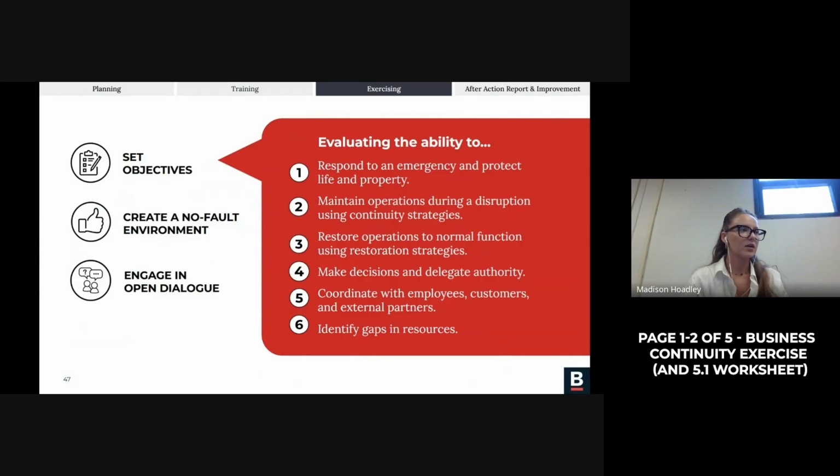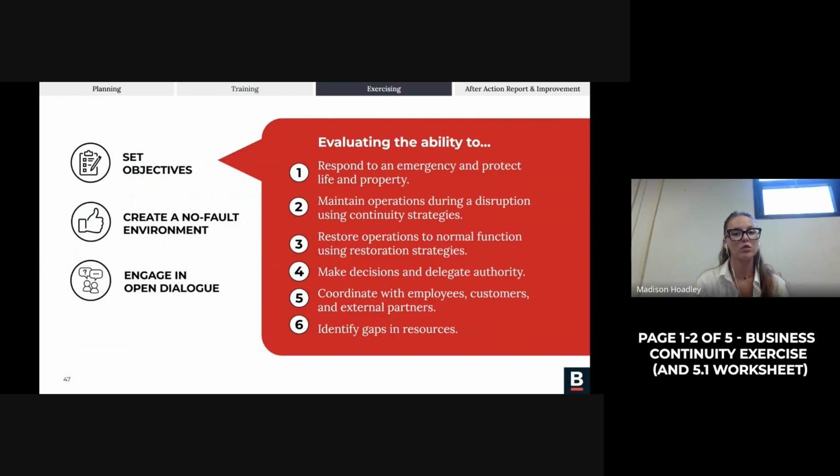In this tabletop exercise, we are evaluating the ability to respond to an emergency and protect life and property, maintain operations during a disruption using continuity strategies, restore operations to normal function using restoration strategies, make decisions and delegate authority, coordinate with employees, customers, and external partners, and then identify gaps in resources.